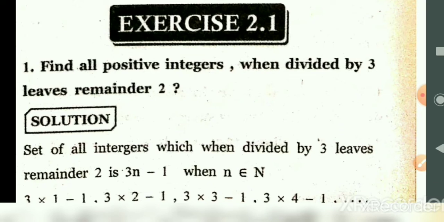Today we continue Exercise 2.1, exercise problems. First question: find all positive integers which, when divided by 3, leave remainder 2. In this exercise, use Euclid's lemma. Example sums are also done by that theorem, Euclid's lemma.